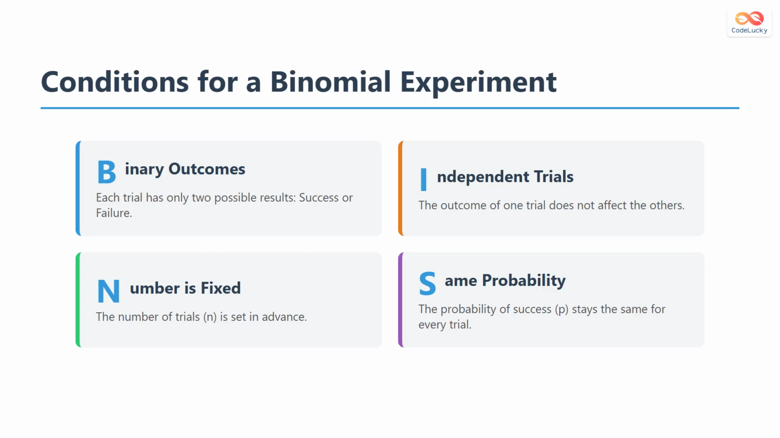Not every repeated experiment is binomial. To qualify, it must satisfy four specific conditions, often remembered by the acronym B.I.N.S. B stands for binary outcomes. There must be only two results. I stands for independent trials. The result of one trial cannot influence the next. N means the number of trials is fixed in advance. And S stands for same probability. The chance of success must remain constant for every single trial.